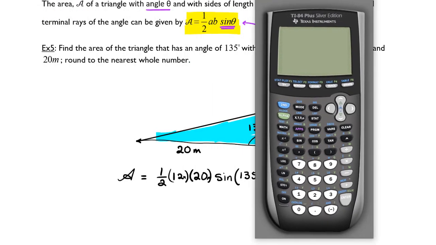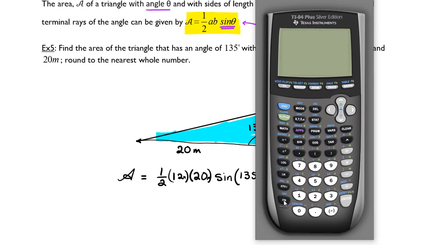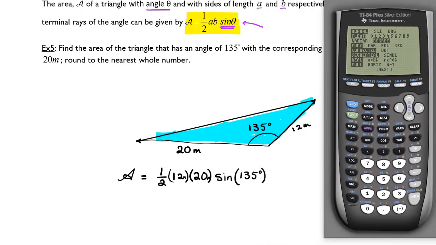Can you guess what I'm going to tell you next? Don't forget to put it in degree mode. Put your calculator in degree mode and then see if you can find the area of the triangle.